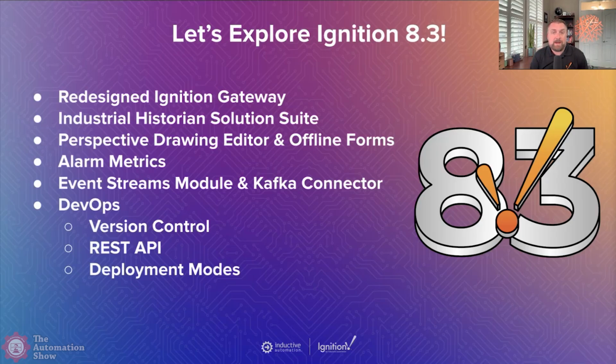We'll show a small but mighty feature called alarm metrics, and we'll look at event streams, which is a brand new module. This is a low-code, no-code way of moving data around with the Kafka connector that we have with that. And then we'll end up with some DevOps. We'll show version control, the new REST API, and this exciting feature called deployment modes that allows you to have environment separation. So that's kind of the goal here for today.